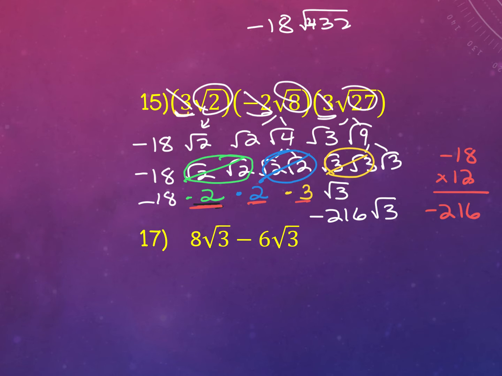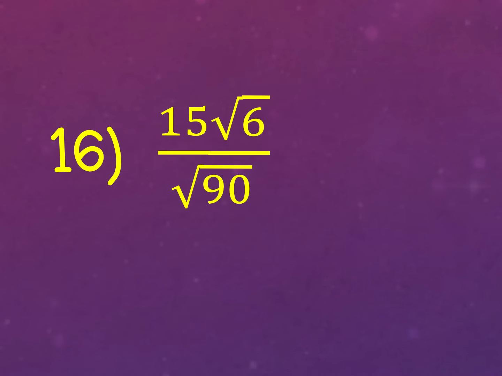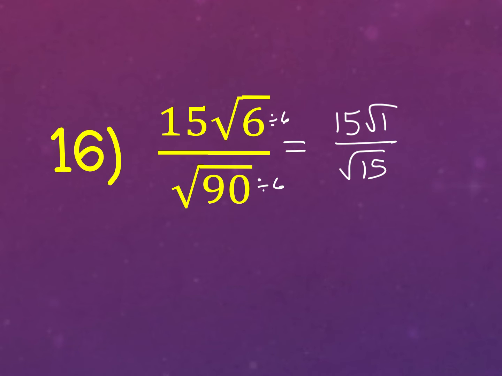Let's try number 16. This one's division. Or again, you can think of it as simplifying the fraction. So again, when you simplify these fractions, you can only simplify numbers that are under a radical with another number that's under a radical. So I could actually reduce the 6 over 90. I can divide them both by 6, and this is going to simplify into 15 square root 1 over square root 15. So dividing this by 6 gives me 15, and this by 6 gives me 1.